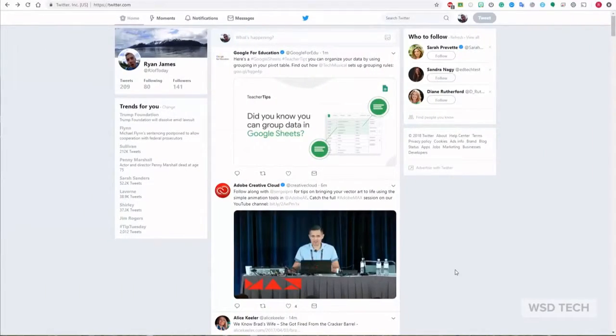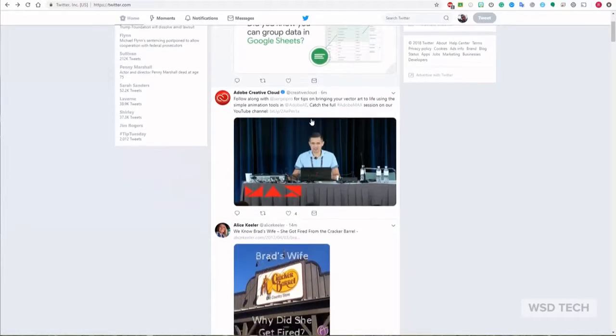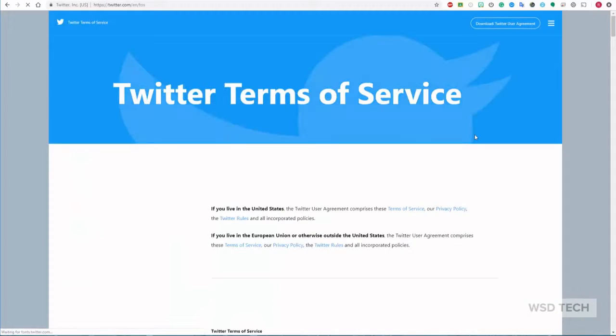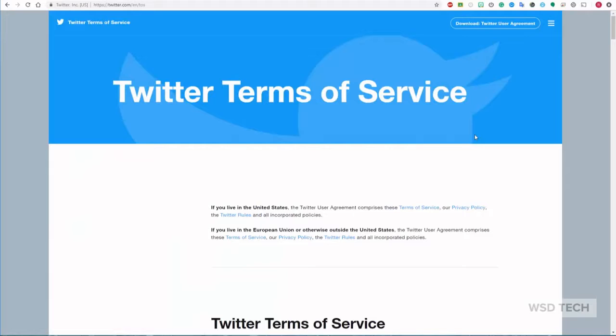Let's look at Twitter. For example, Twitter is mainly made up of its Twitter feed, which is dynamic. It's being updated constantly. However, Twitter also has some constant information that always needs to be there. For example, their terms of service. That rarely updates.